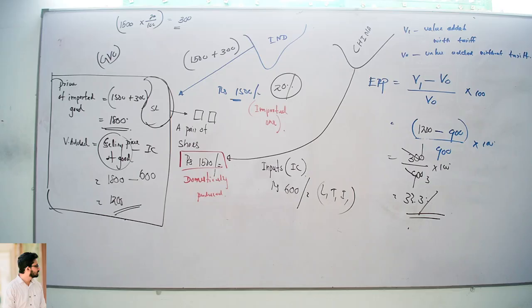V1 means, Buddha, value added with tariff. It means after the tariff. V0 means value added before the tariff, meaning without tariff, or we can say under free trade, into 100.